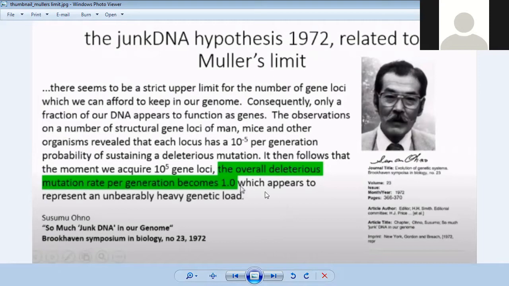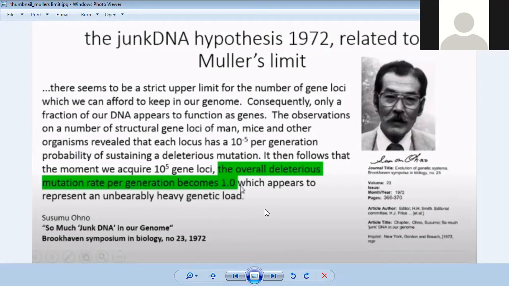So why is the human genome deteriorating? The creationist answer is, this was from one of the slides I presented: if the overall deleterious mutation rate per generation becomes 1.0, that ends up being too much to bear. And that's where Ohno coined the term junk DNA. And that would be a good topic.